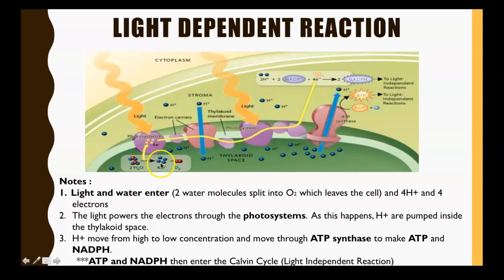As a result, what do we get? We get 4 hydrogens that are going to remain in the thylakoid space. Oxygen is going to be released as a byproduct into the atmosphere, as well as 4 electrons, which are going to replenish the lost electrons and continue this process. So that is where water plays a key role in the light-dependent reaction, to keep this process going so that we can produce NADPH and ATP for the Calvin cycle.